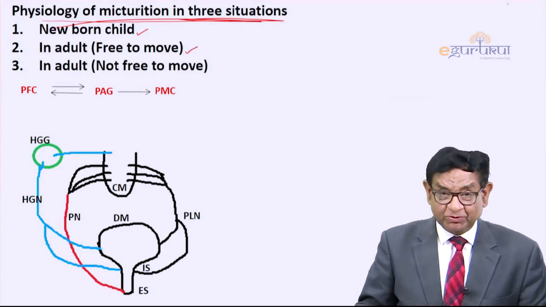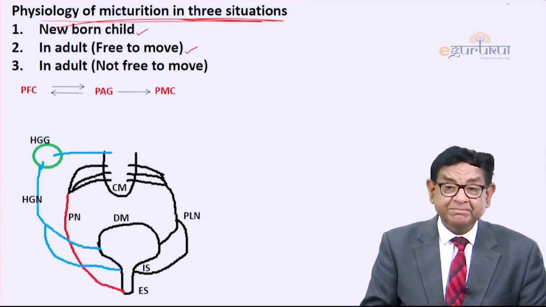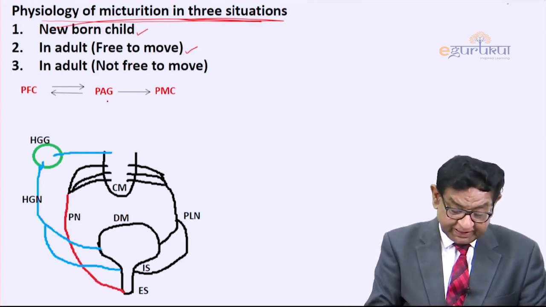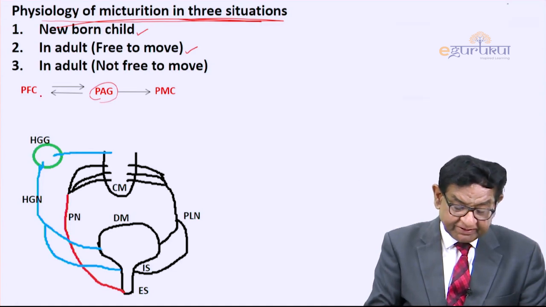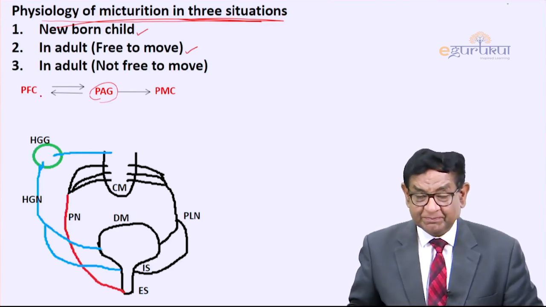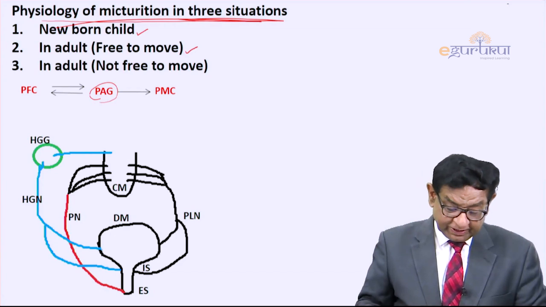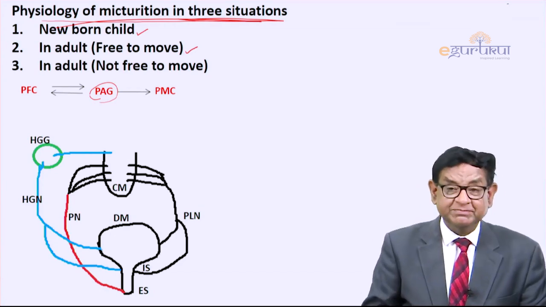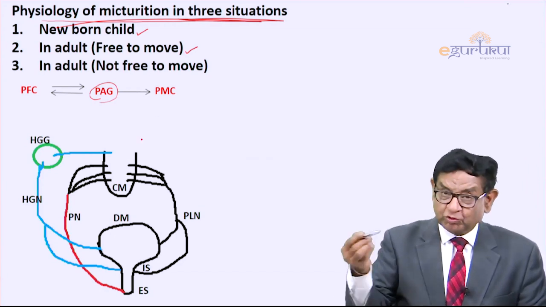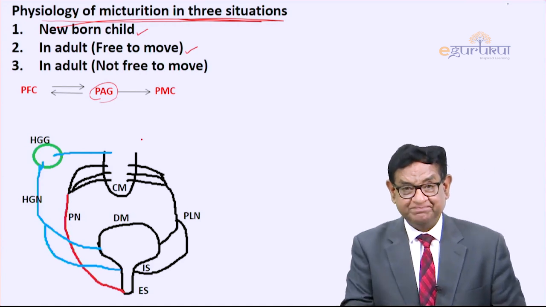Now, let's talk about micturition in adults. The person is free to move. The bladder got filled up, and the message goes to PAG. PAG gives a message to PFC. The bladder is full. Now this gives a message to PMC, and the person goes to the toilet and passes urine, normal.